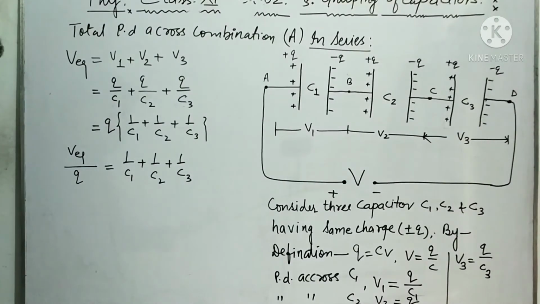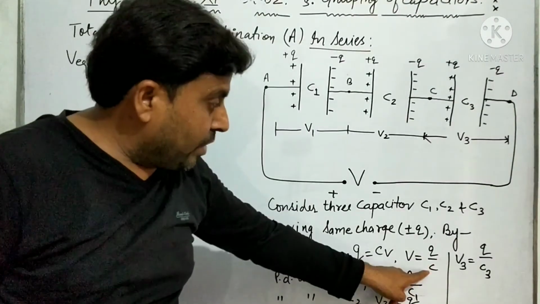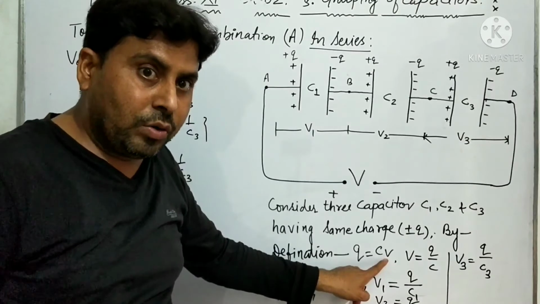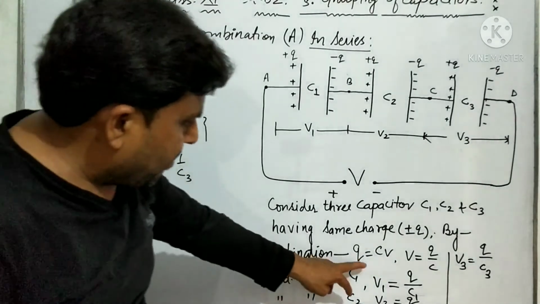No problem. Since look at here, V equal to Q over C, Q equal to CV. Now here step V over Q, V over Q from here.